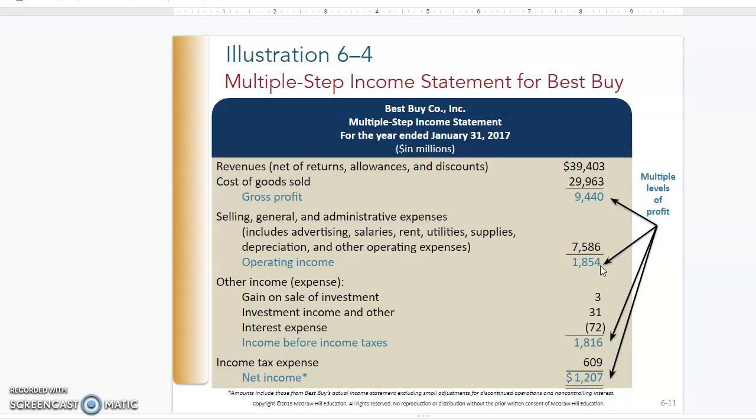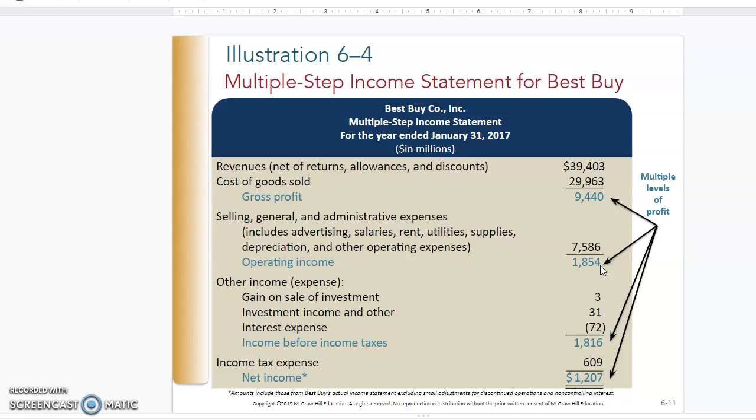Here is a multi-step income statement that merchandisers use. What we have seen up until now is a single step income statement. The single step just shows all the revenues, deducts all the expenses, and gets net income. But merchandisers want to see some of these interim levels of profit.